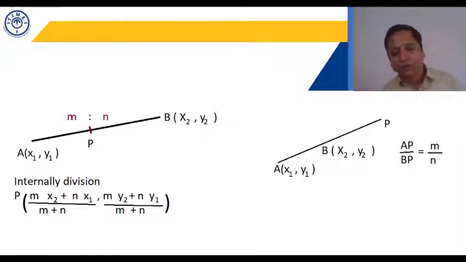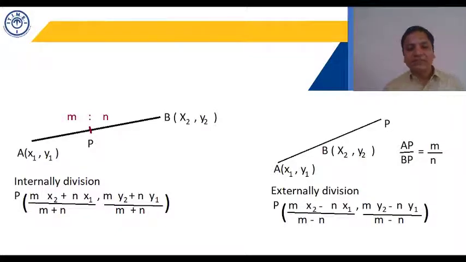So the formula we had in the beginning, only plus sign is replaced by minus sign. All values remain same. It's mx2 minus nx1 upon difference of the ratio m minus n, and m into y2 minus n into y1 upon m minus n. Now this formula is applicable whenever it's external division. First formula is applicable when it's an internal division.